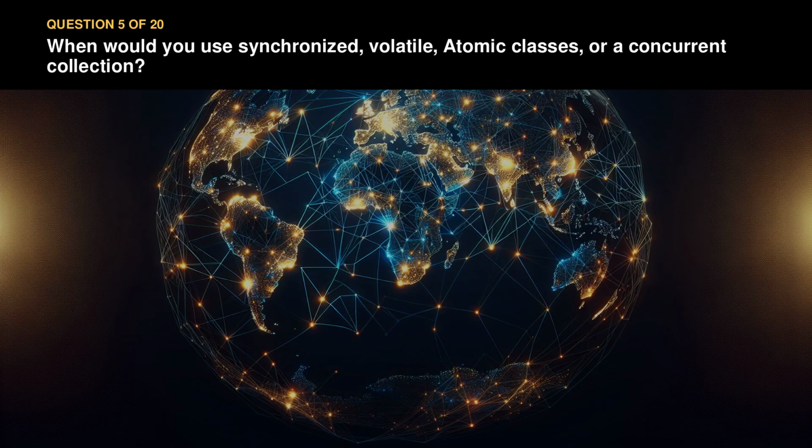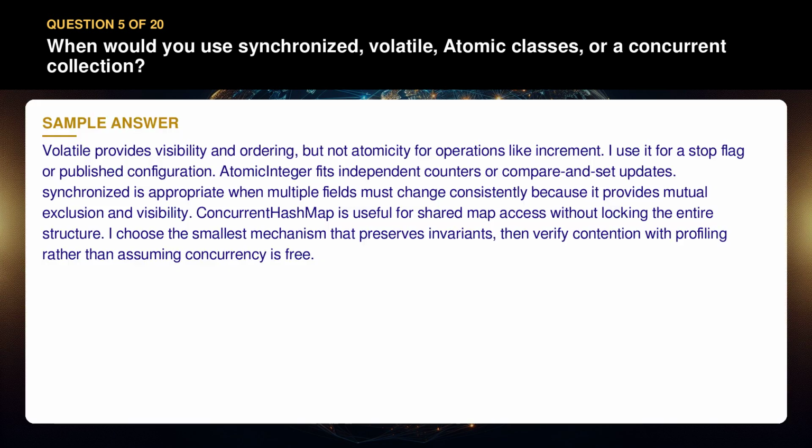Question 5. When would you use synchronized, volatile, atomic classes, or a concurrent collection? Volatile provides visibility and ordering, but not atomicity for operations like increment. I use it for a stop flag or published configuration. Atomic integer fits independent counters or compare and set updates. Synchronized is appropriate when multiple fields must change consistently because it provides mutual exclusion and visibility. ConcurrentHashMap is useful for shared map access without locking the entire structure.